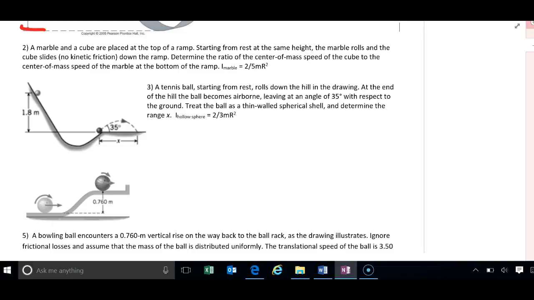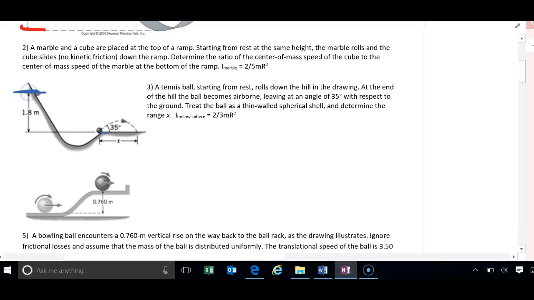So in problem number 3, I have a tennis ball in the picture, goes from rest. At the end of the hill, it becomes airborne at an angle with respect to the ground. Determine the range or change in x. Okay. So this one kind of breaks down to multiple pieces.